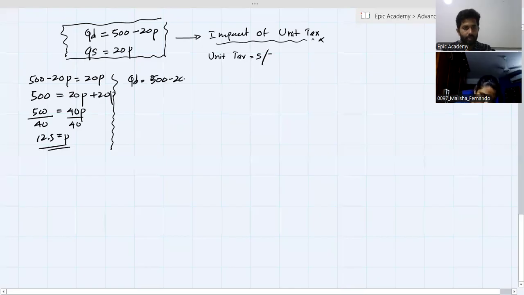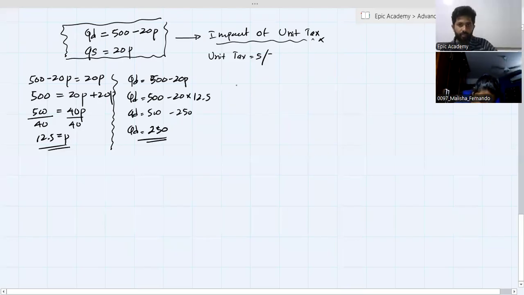And we are going to calculate the equilibrium quantity also, by using the demand curve. QD equals 500 minus 20 multiplied by the already calculated price, 12.5. So then what happened? It becomes 500 minus, I mean 250, isn't it? Yes, 250. So this is the equilibrium.